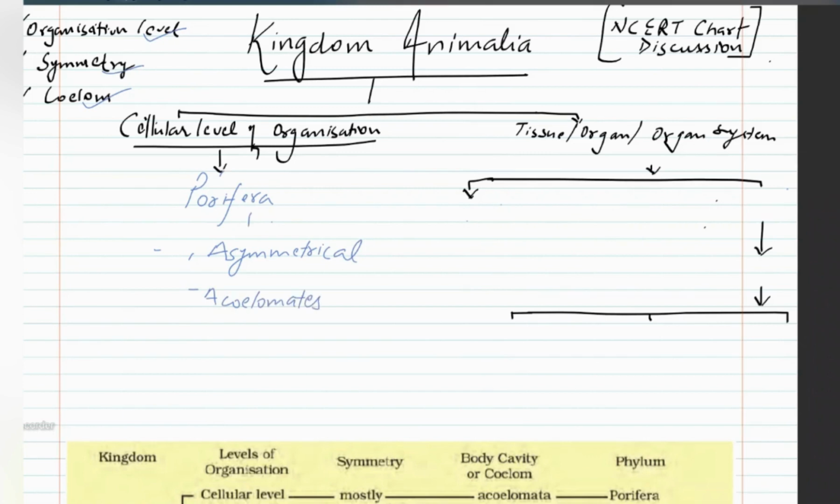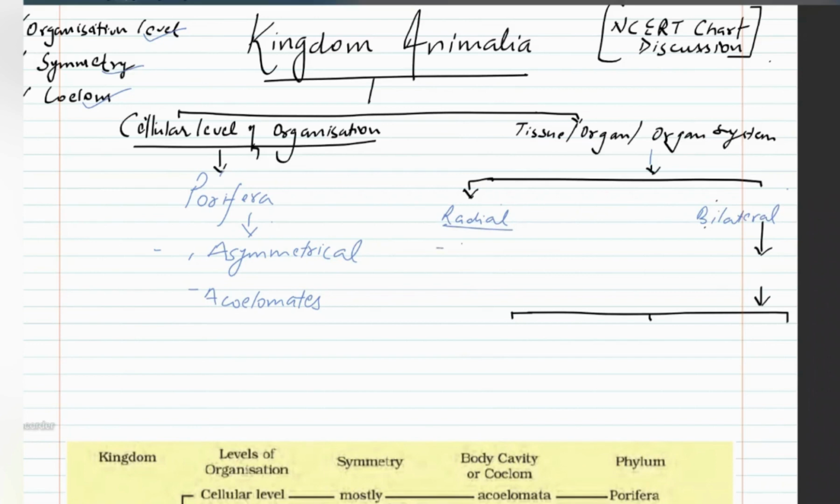And do poriferans have a coelom? No, poriferans are acoelomates. So, poriferans are acoelomates. They exhibit cellular level of organization and they are asymmetrical. Now, tissue or organ system level of organization. Here, what type of symmetry can be present? Here we can have radial symmetry and we can have bilateral symmetry.